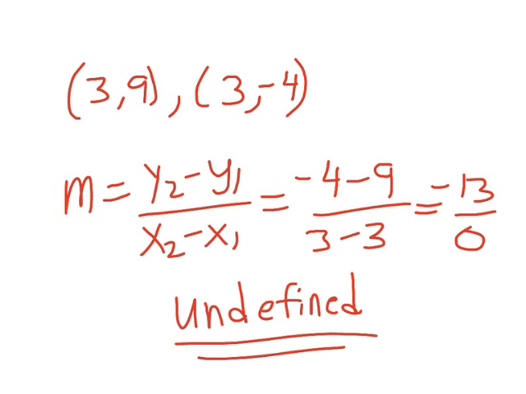What that means is you have a special kind of line. Whenever your slope is undefined, you have a special kind of line. It's vertical. But notice that a vertical line is not a function, because a vertical line does not pass the vertical line test.